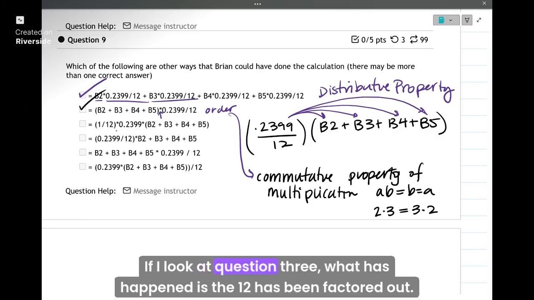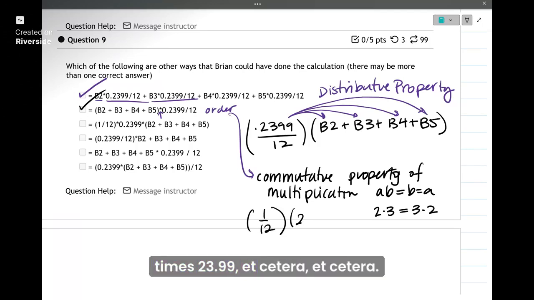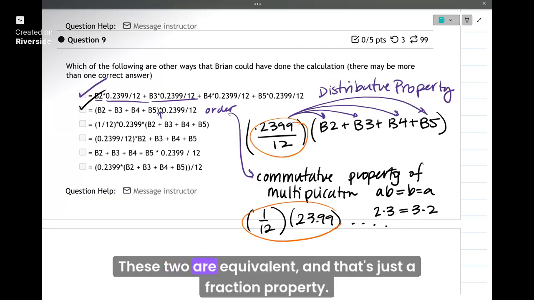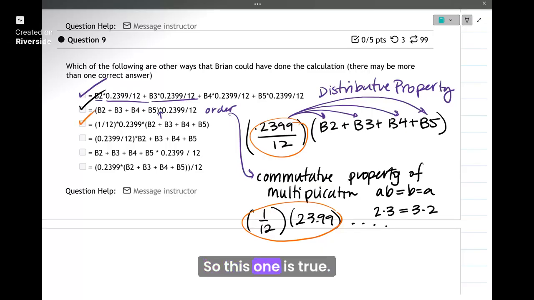If I look at question 3, what has happened is the 12 has been factored out. So it's 1/12 times 23.99, etc., etc. These two are equivalent, and that's just a fraction property. When you're multiplying fractions, you can move the numerator and the denominator around. So this one is true.